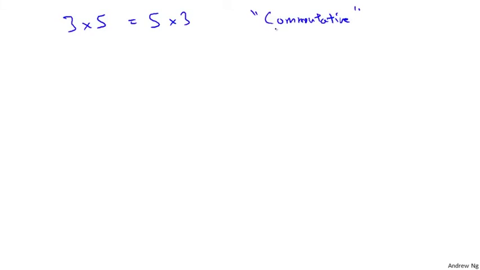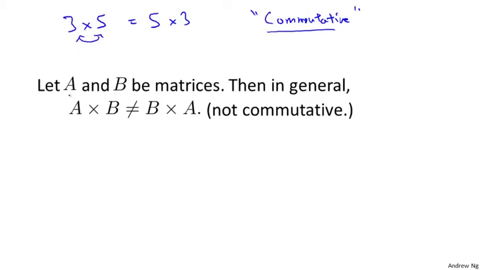It turns out this property, that you can reverse the order in which you multiply things, is not true for matrix multiplication. Concretely, if A and B are matrices, then in general, A times B is not equal to B times A. So just be careful of that. It's not okay to arbitrarily reverse the order in which you multiply matrices. So we say that matrix multiplication is not commutative. It's a fancy way of saying it.